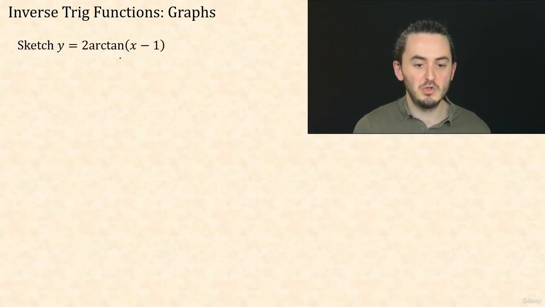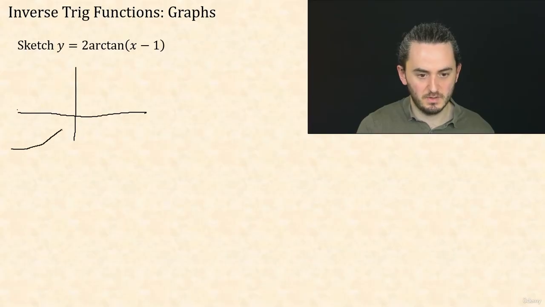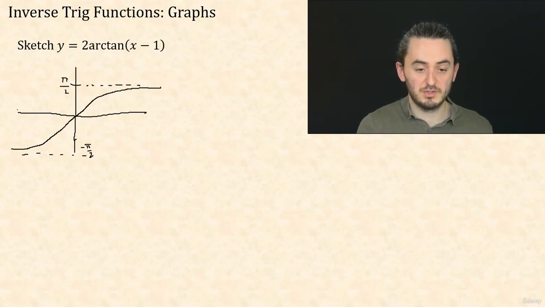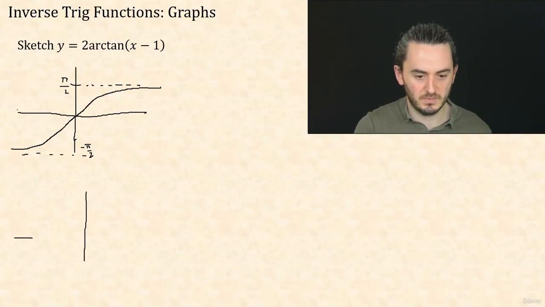All right, so here's another one, 2 arc tan x minus 1. So rough sketches for all the intermediary steps. Let's just start with arc tan x, which looks like this. And we know that the asymptotes here are at minus pi over 2 and pi over 2. So what's happening here? Well, it's being stretched vertically by a scale factor of 2 and it's being shifted over to the right. It doesn't actually matter which of these we do first. So I'm going to do the translation first.